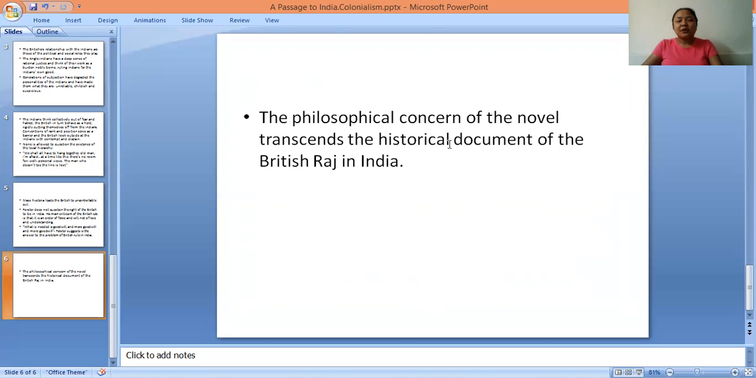However much Forster was criticized in this regard, the importance of this novel still lies in the philosophical concern. This transcends the historical document of the British Raj. Even though colonialism is an important theme within the book, a much more important theme is the philosophical concern of the novel, which is the echo or the nothingness that we keep talking about.